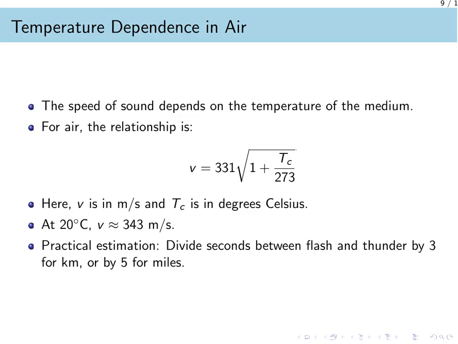We can use this for practical estimations, such as finding the distance of a lightning strike. A common rule of thumb is to count the seconds between the flash and the thunder. Dividing that time by 3 gives the distance in kilometers, while dividing by 5 gives the distance in miles.